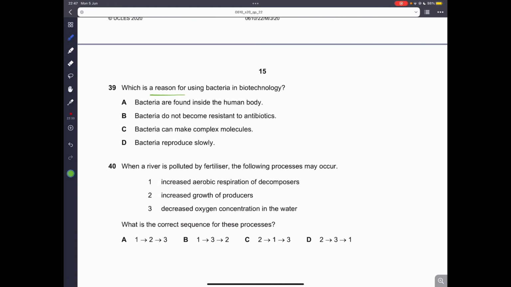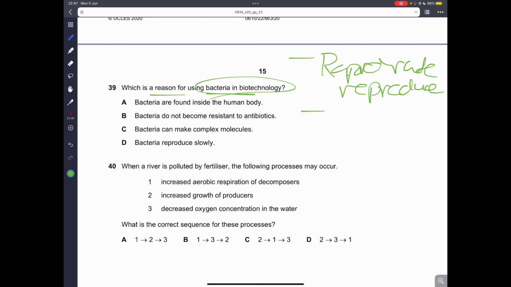Okay. Question 39. What is the reason for using bacteria in biotechnology? Well, we have many reasons. One of which is that bacteria have a rapid rate of reproduction. So they reproduce very rapidly. And then they have extra DNA, which we can call plasmids. They are plasmids, so we can insert the genes that we like and modify them.